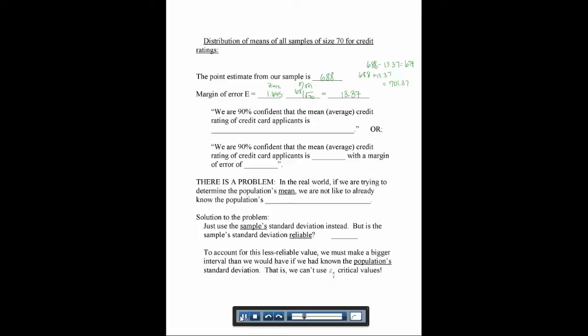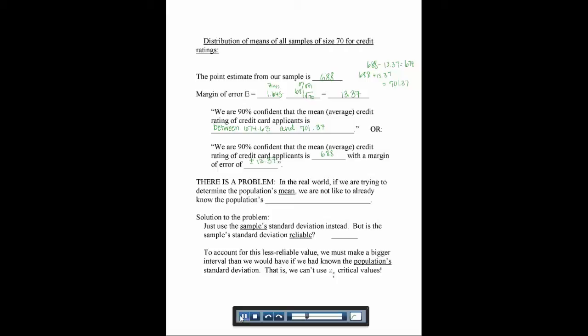701.37. So we could say we are 90% confident that the mean or average credit rating of a credit card applicant is between 674.63 and 701.37. Okay, or another thing we could say, just the other way of saying it, is that we are 90% confident that the average credit rating of credit card applicants is 688, our point estimate, with a margin of error of plus or minus 13.37. Okay, so you're really just using this simple formula to find the margin of error and then adding and subtracting it from your sample mean.